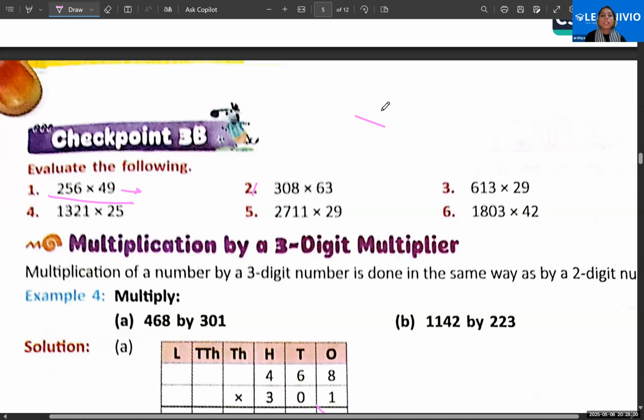Okay, so let's take the first one only. 256 times 49. What you're going to do is take 256 and write it like this. And then you already know how to multiply. First, multiply 9 with all these numbers, write the answer. Multiply 4 with all these numbers, write the answer. Let's do this question. Let me share the full screen.